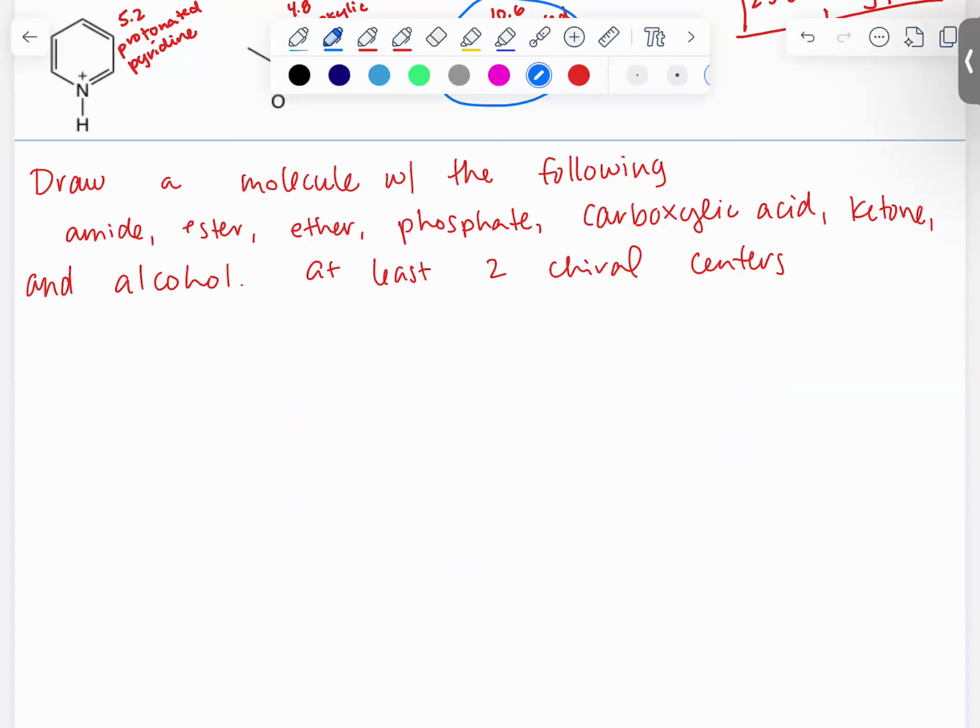I'm going to give you guys a life hack on how to do these questions really easily. We're going to start with a ring. You have a starting point where you can now just branch off the functional groups you need. So I'm going to start with an amide. I'm now going to do an ester. I'm going to do an ether. I'm going to do a phosphate group.